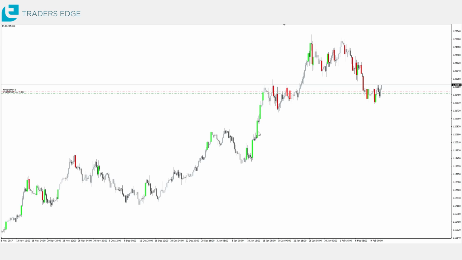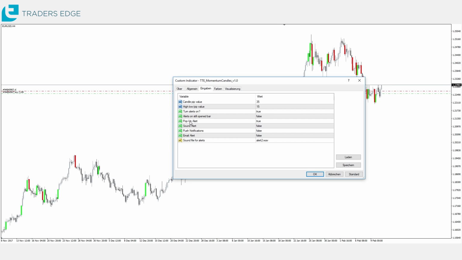And let me open this here. You can see you have all kinds of alerts like pop-up, sound, email, and push notifications, and that way you don't have to watch your screen the entire time.